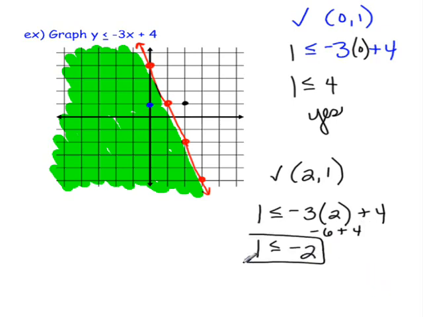So this is what we're looking at right here. Is 1 less than or equal to negative 2? Absolutely not. So you would not shade the area that includes that point that you were trying to check. That's why our original shading is true.